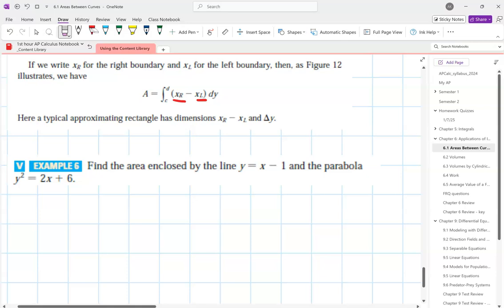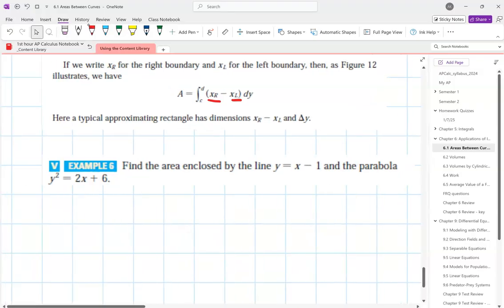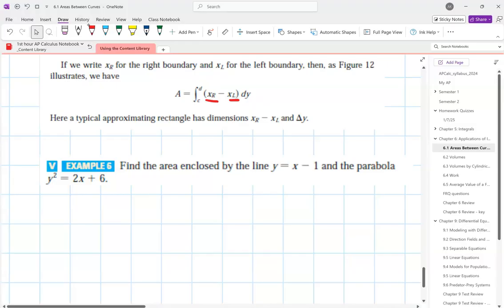So it says find the area enclosed by the line y equals x minus 1, and the parabola y squared equals 2x plus 6. Now, this one screams out as a candidate to integrate with respect to y instead of with respect to x, because getting y by itself involves me having to make a plus or minus. I don't want to do that. That seems like a big, gigantic hassle. That scares me because I'm not really sure what to do with that.